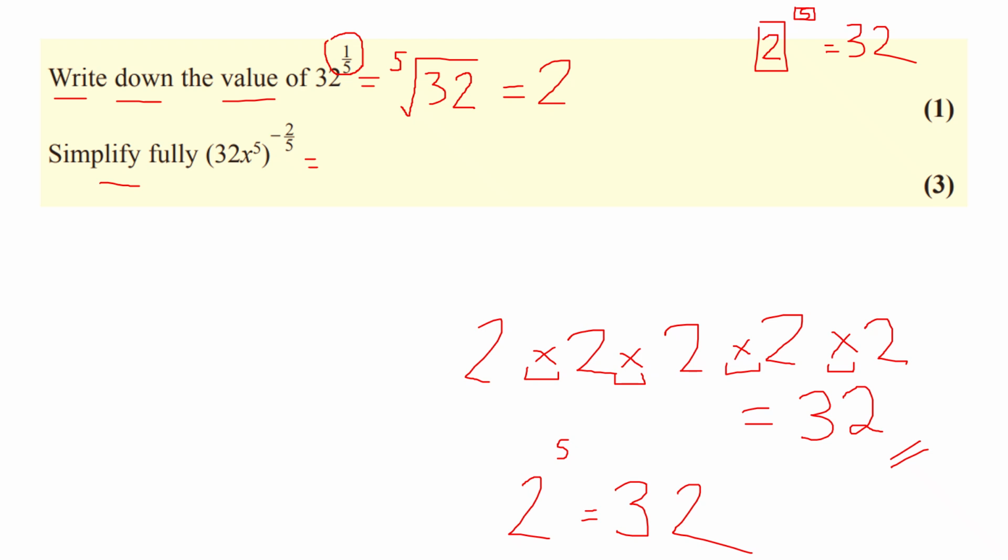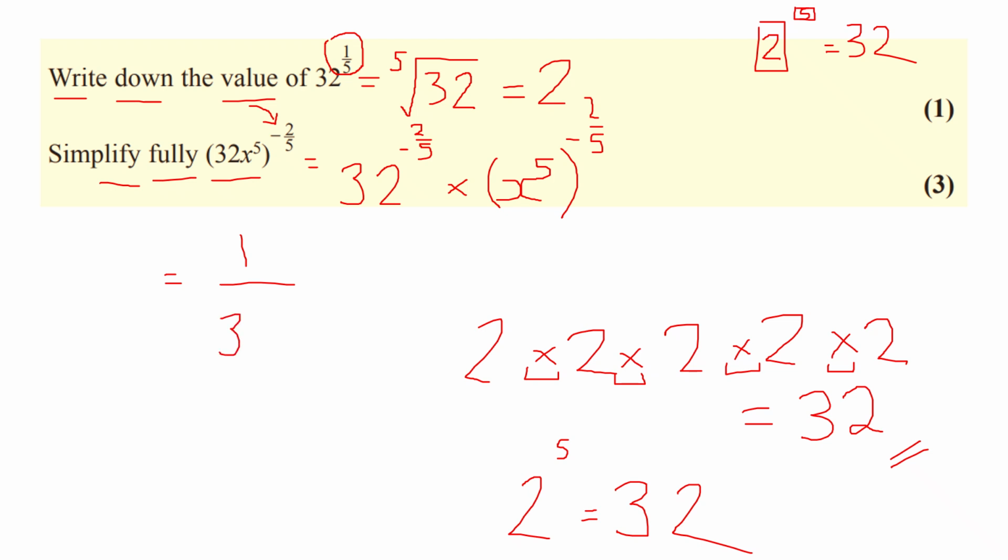Next up, simplify fully 32x to the power of 5, all to the power of negative 2/5. So here, I'm going to split it up. I'm going to write it as 32 to the power of negative 2/5 multiplied by x to the power of 5 in brackets to the power of negative 2/5. So we've got 32 to the power of negative 2/5. Remember that a negative index makes it 1 over whatever it otherwise would have been. So it's 1 over 32 to the power of 2/5.